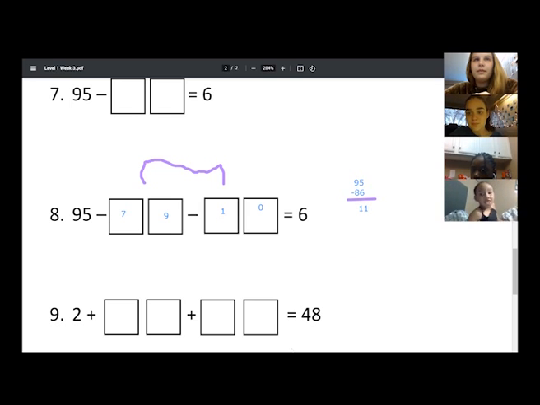Wait, McKinley, can you wait and let's figure out what we can subtract from 11 and then we'll come to yours. Okay. Does anybody know what we can subtract from 11 to get 6? Can we subtract 5? Okay, what if we did 6? So we're subtracting 6 from 11.